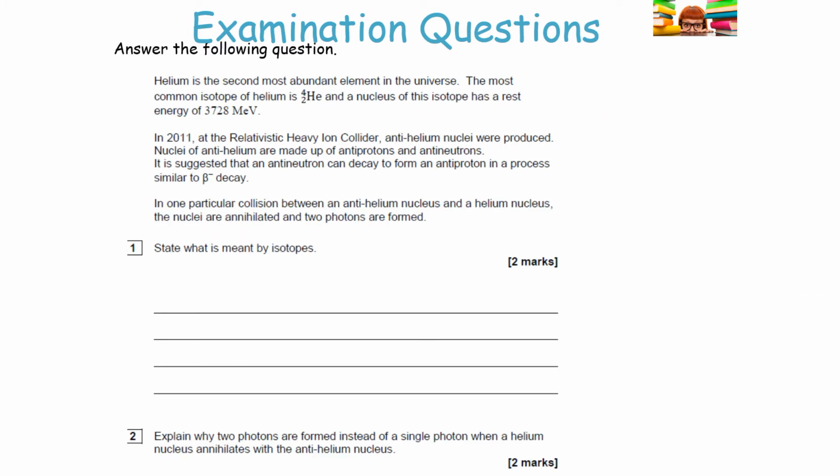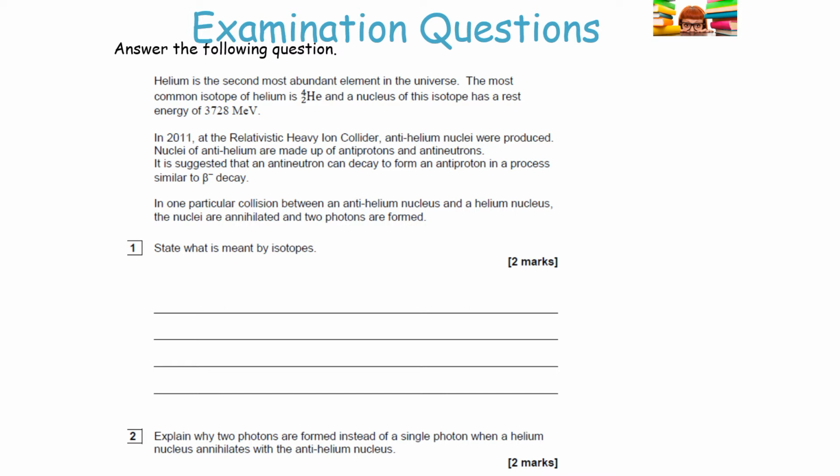Helium is the second most abundant element in the universe. The most common isotope of helium is helium-4 (4, 2), and a nucleus of this isotope has a rest energy of 3,728 MeV. In 2011, at the Relativistic Heavy Ion Collider, anti-helium nuclei were produced. Nuclei of anti-helium are made up of antiprotons and antineutrons. It suggests that an antineutron can decay to form an antiproton in a process similar to the beta-minus decay. In one particular collision between an anti-helium nucleus and a helium nucleus, the nuclei annihilated and two photons are formed.